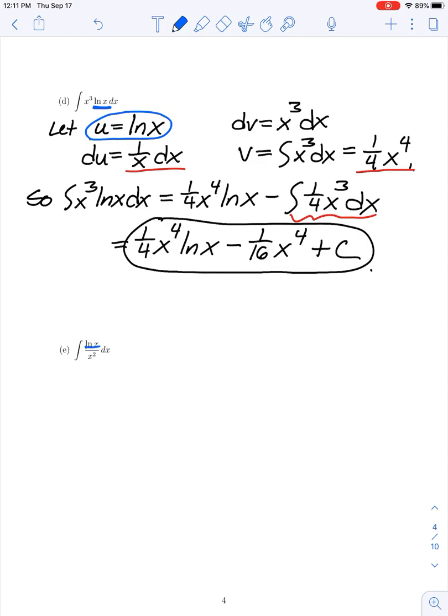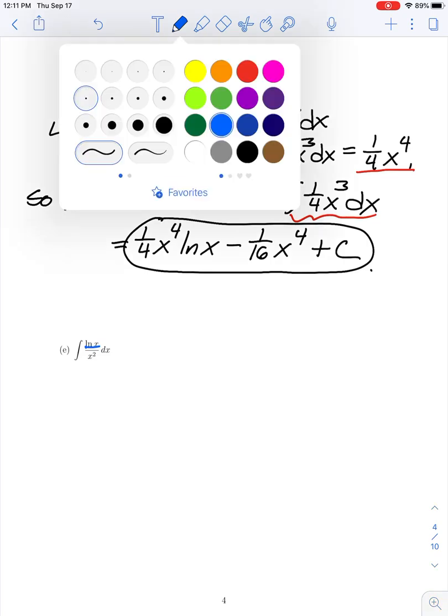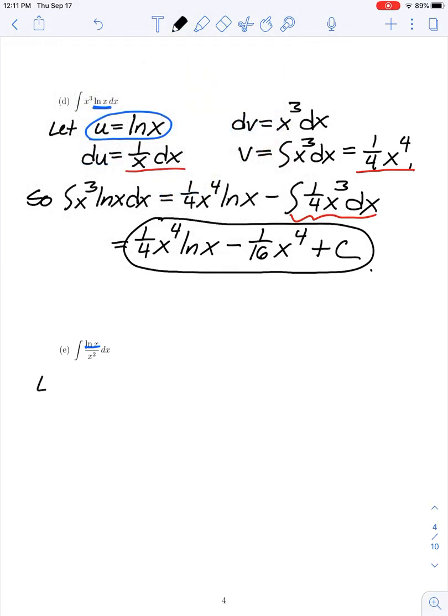Now we've seen some examples of integrals involving logarithms, which can be solved using a substitution. You could try a substitution here, but you could see pretty quickly that it will not work out. So if we stick with this method of integration by parts, let us choose u as the natural log of x, in which case dv would be everything else, 1 over x squared dx.